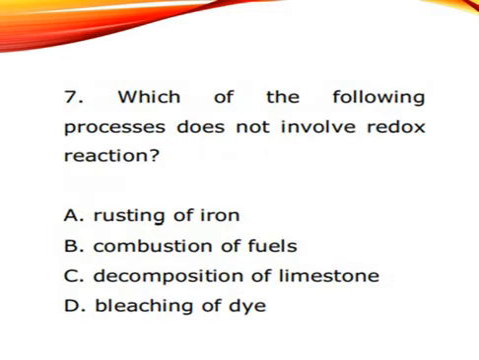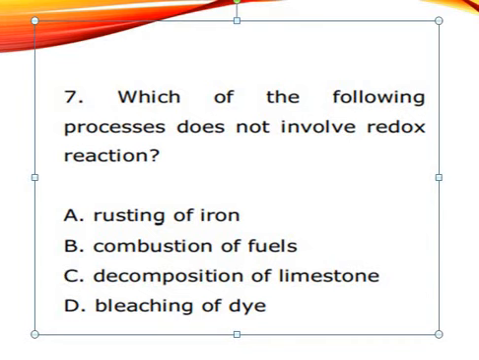Next, you have question 7, which says, which of the following processes does not involve redox reaction? You have A. rusting of iron, B. combustion of fuels, C. decomposition of limestone, and D. bleaching of dye. So when you observe all these processes, the one that doesn't involve redox reaction is the decomposition of limestone, and the reason is that the oxidation number of the atoms involved in the reaction doesn't change. So your answer is C, the decomposition of limestone.